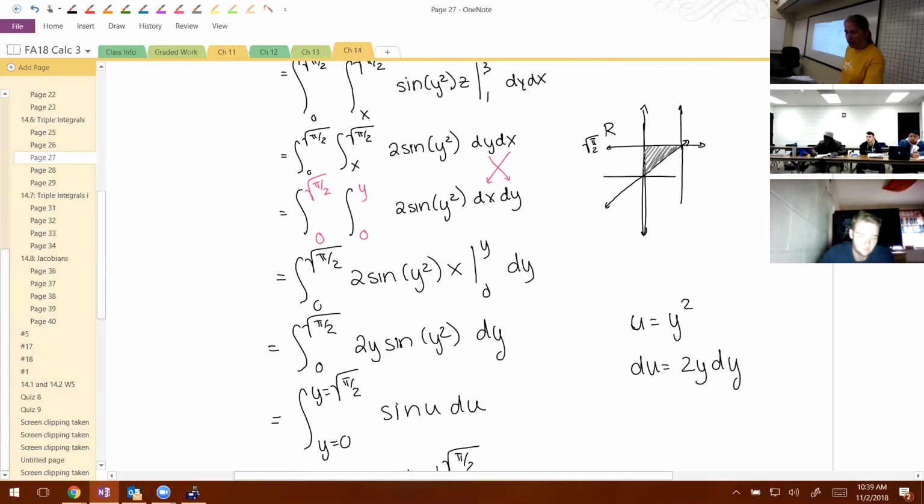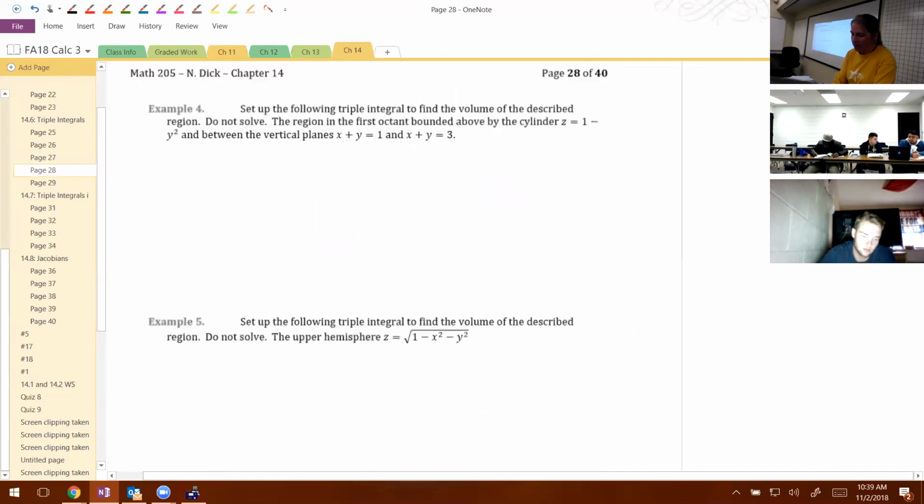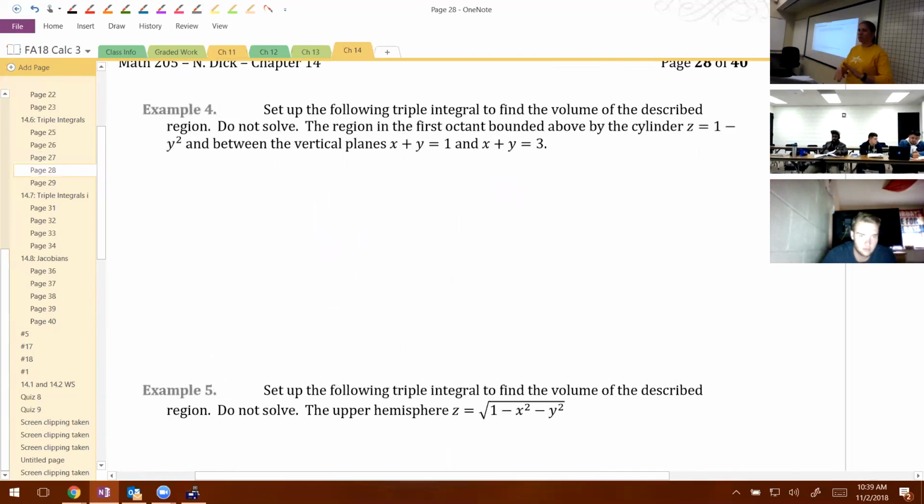Okay? The next 3 examples just have us go through and set it up. We're not going to go through and solve these. We're just setting up the integral. Again, that's the important piece of this section or chapter. Now, granted, as we work through any one of these, it may be handy to convert to a coordinate system or change the order of integration, but we're not going to worry about that. We are just going to set up the following problems.